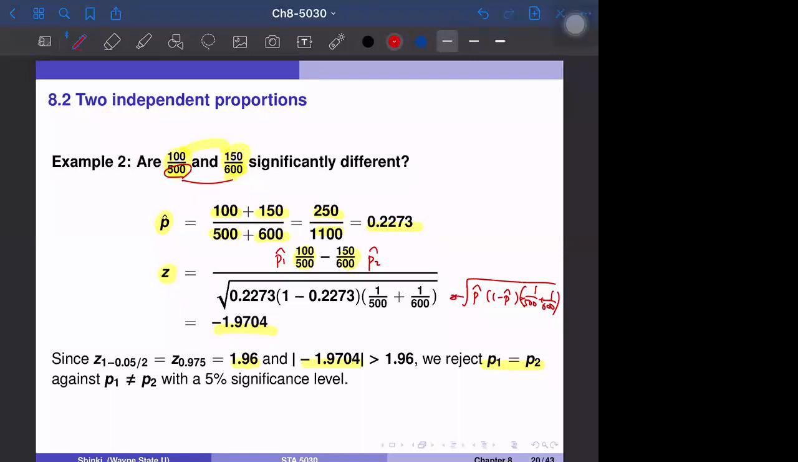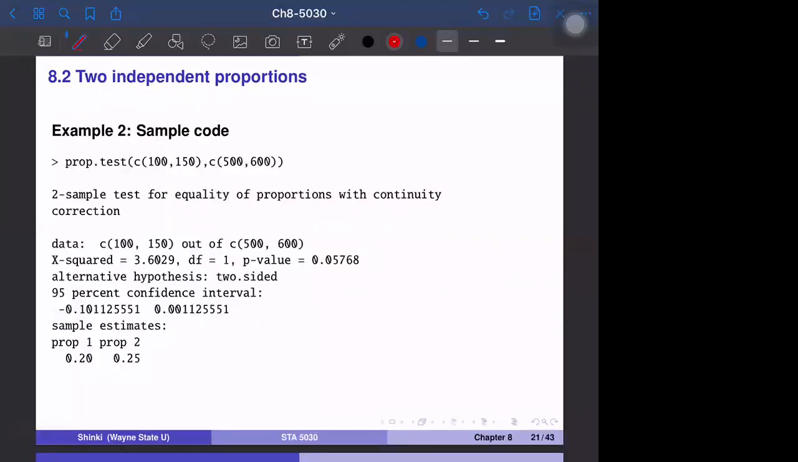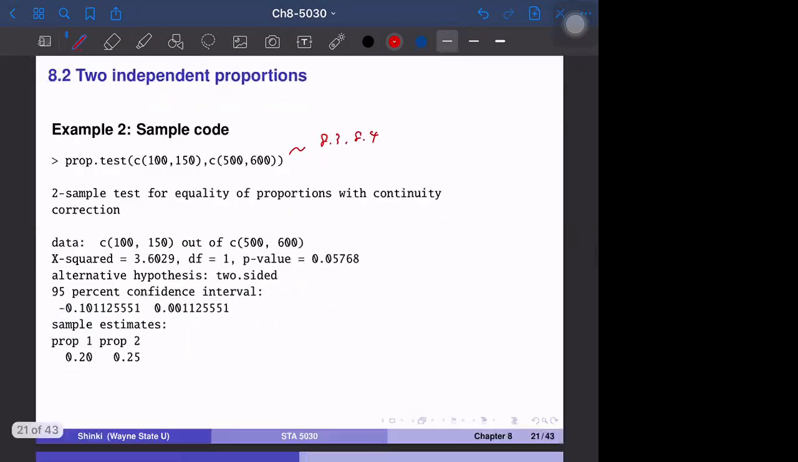And here is the example. Actually, R implements a slightly different and more accurate test. This is actually the test from sections 8.3 and 8.4, but basically we can use this as an approximation of the test we discussed in this video. The format is 100 over 500 and 150 over 600. And then we can test with this prop.test function.